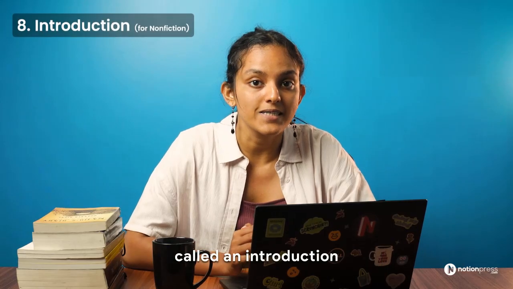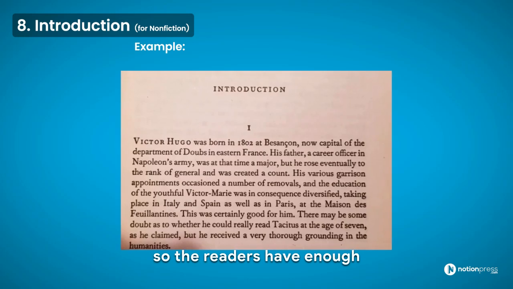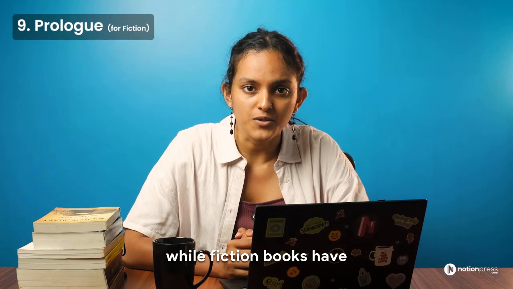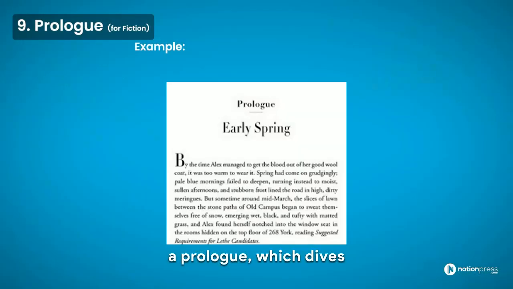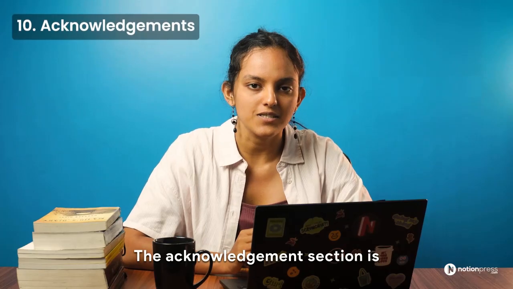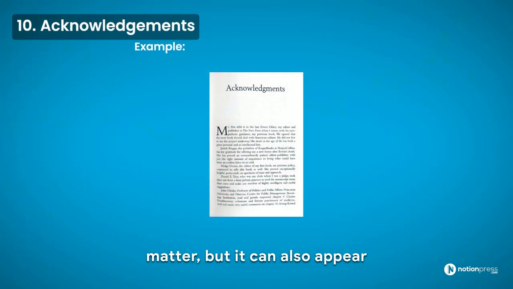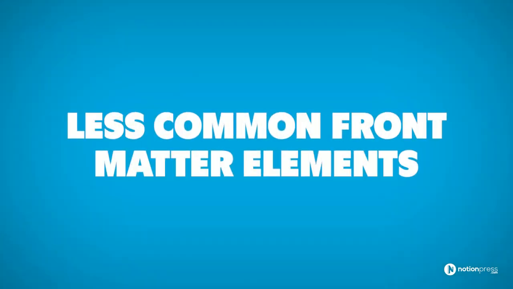Non-fiction books have something called an introduction, which introduces the book's subject matter to the reader so the readers have enough context before diving in. While fiction books have something called a prologue, which dives into the past events that took place before the story starts, and it appears right before the first chapter. The acknowledgement section is a thank you note to everyone who helped you along the way. This appears in the end matter, but it can also appear in the front matter.